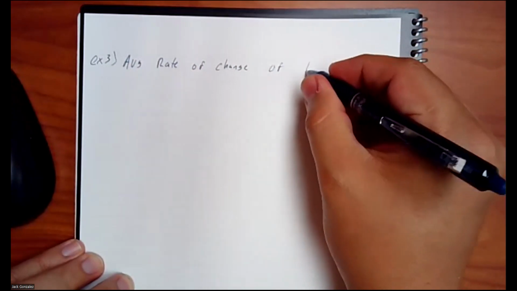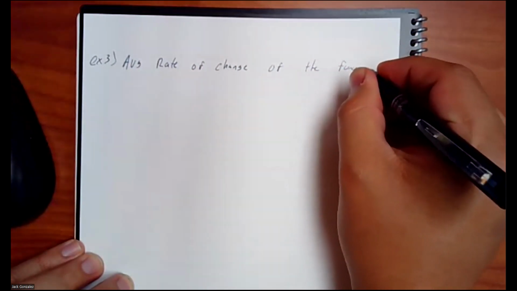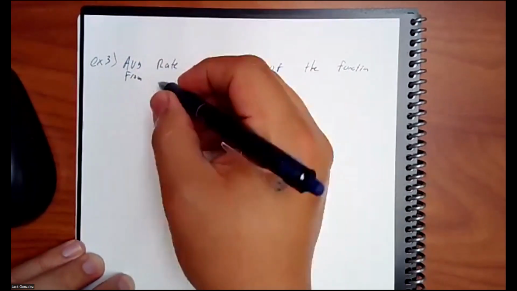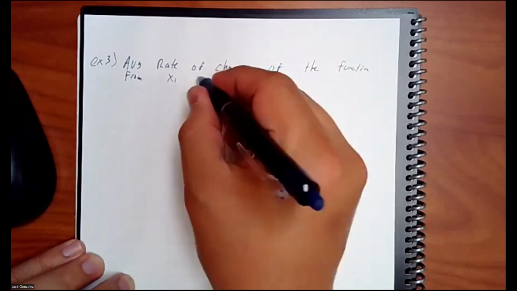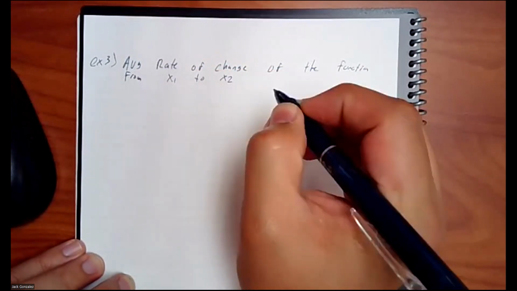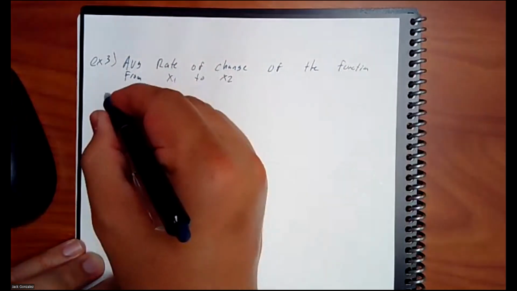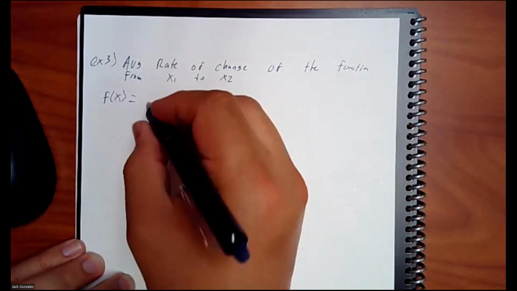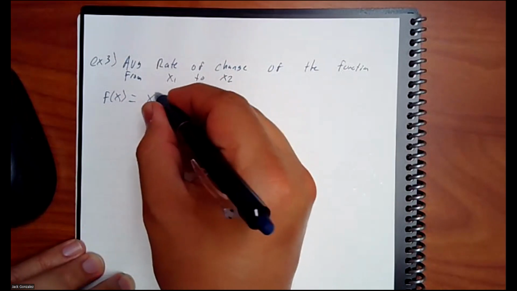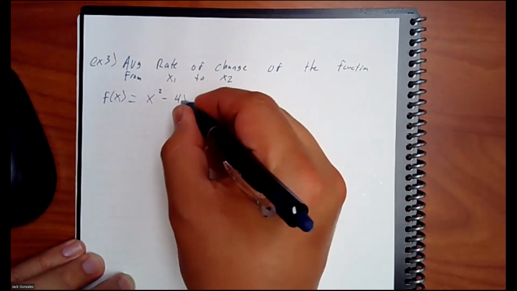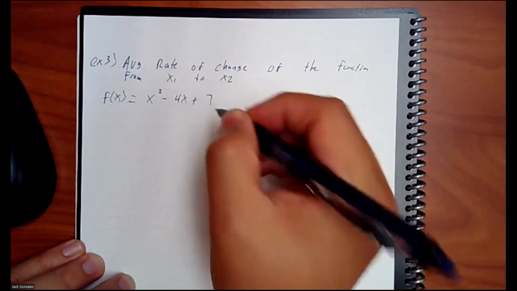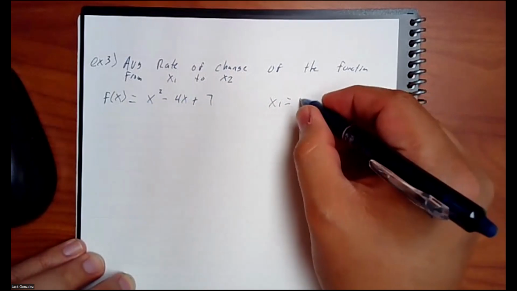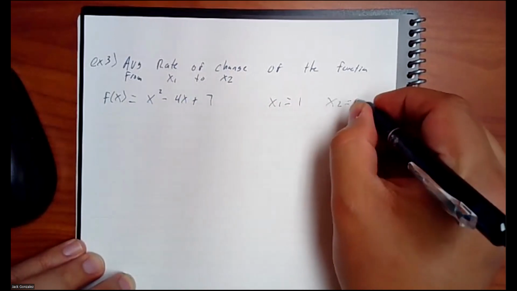All right, average rate of change with a function from x1 to x2. And they give us a function of x squared minus 4x plus 7. And they say that x1 is the 1 and x2 is the 6.